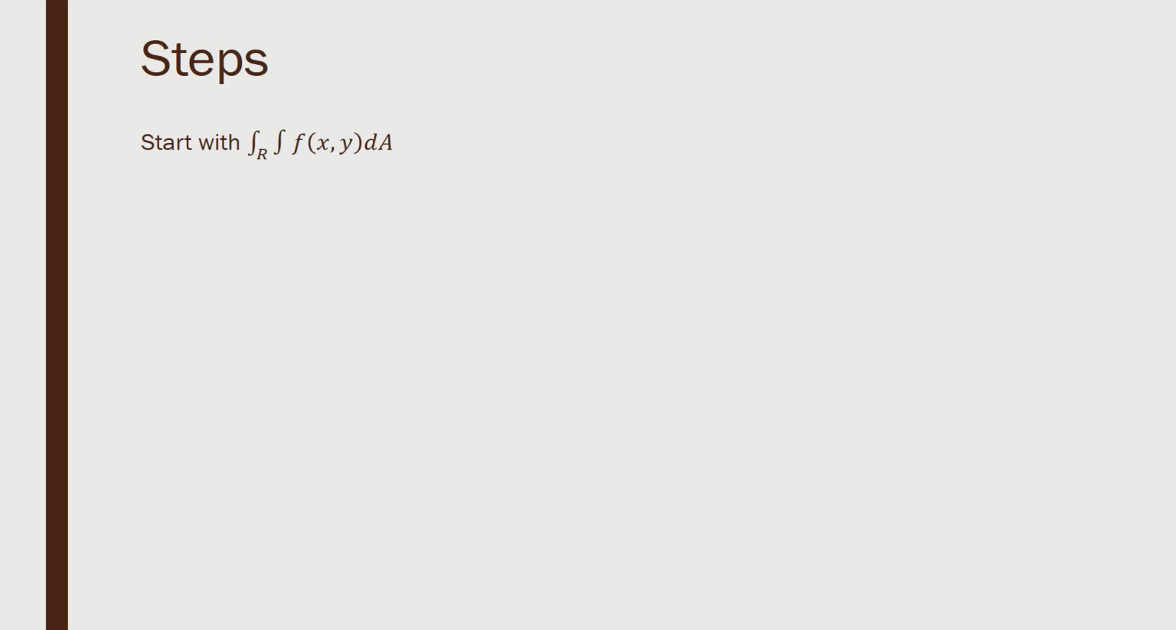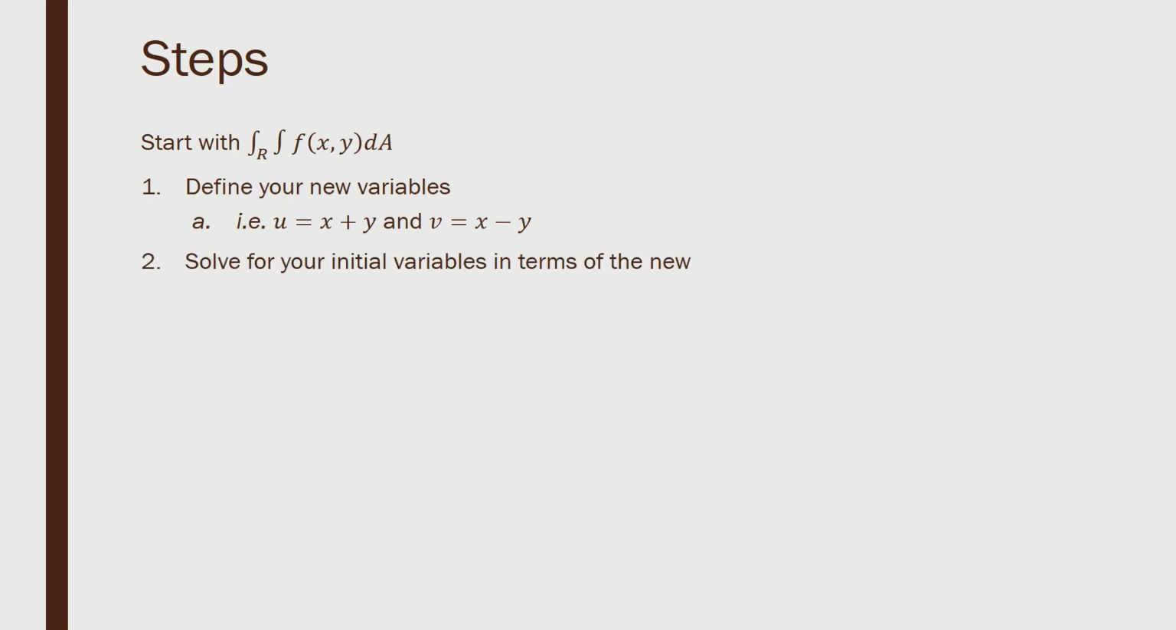So if you start with just your basic double integral, the basic premise is the same when you extend it beyond just two variables. So you want to define whatever your new variables are going to be. Define them in some way so it's going to make it more convenient for integration. So you could say u and v equal x plus y and x minus y respectively. Okay, great. So once you have your new variables set up, the next thing you're going to want to do is solve for your initial variables in terms of the new ones. This is a fairly important step. So in this case, x is 1/2 (u plus v), and y is 1/2 (u minus v).